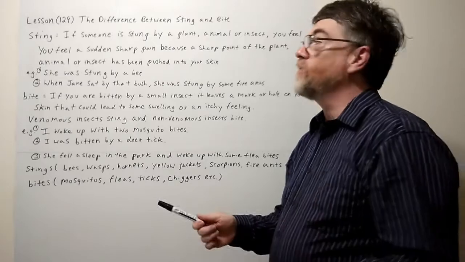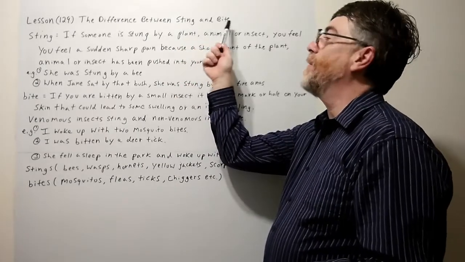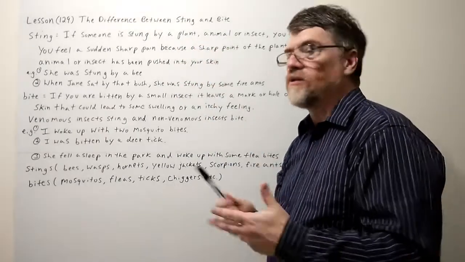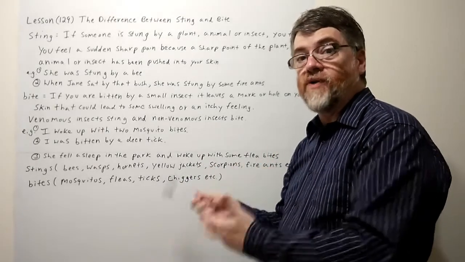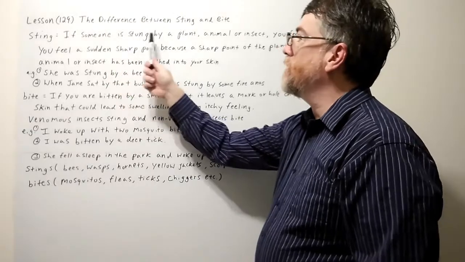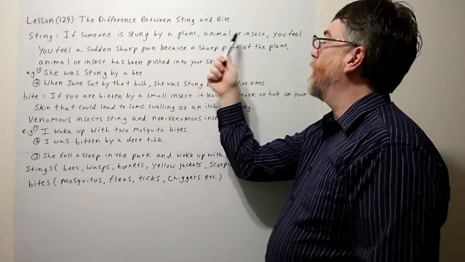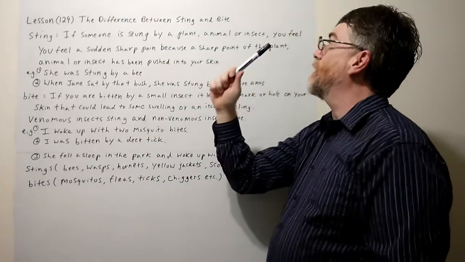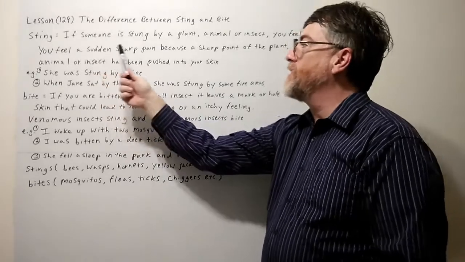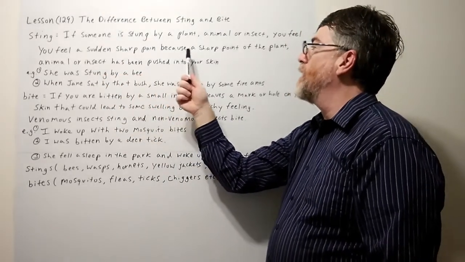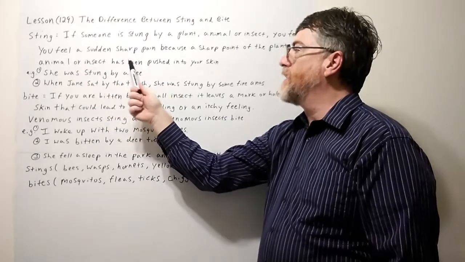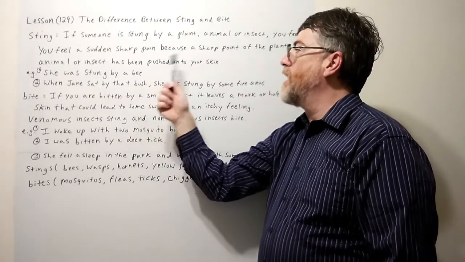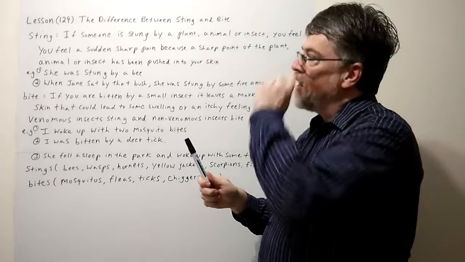Today we're going to look at the difference between sting and bite. Yeah, this could be a little confusing. Let's take a look at the definition of sting first. If someone is stung by a plant, animal, or insect, you feel a sudden, sharp pain because a sharp point of the plant, animal, insect, etc., has been pushed into your skin.